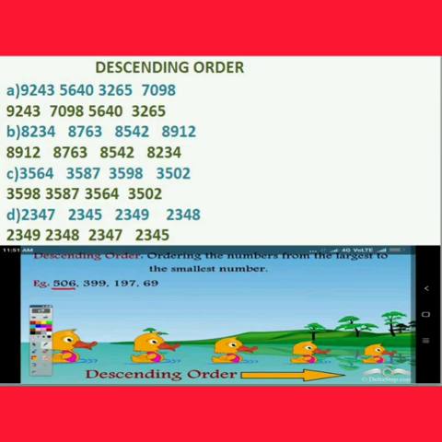Children, have you understood clearly now? You have to know the difference between ascending order and descending order. Then only you will easily identify. You have to do at least 5 sums or 3 sums daily. Then only you will understand the concepts and you won't forget the concepts. Good.